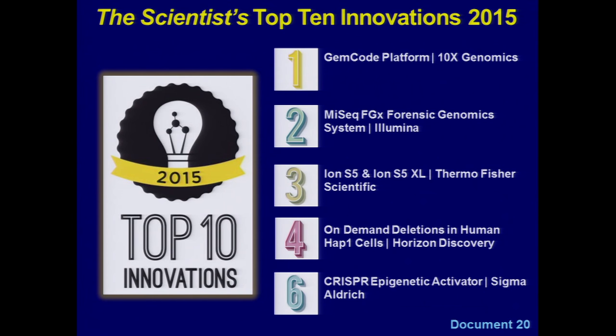Meanwhile, when The Scientist came out with its top 10 innovations of 2015, genomic technologies once again dominated the list. In fact, 5 major genomic innovations were included, with 4 of those taking the top spots. Each of these 5 innovations involved some aspect of genome sequencing or genome editing, consistent with my comments about CRISPR on the previous slide.